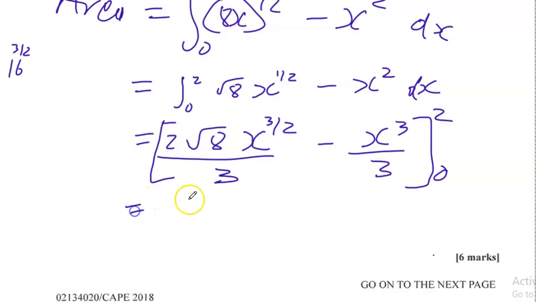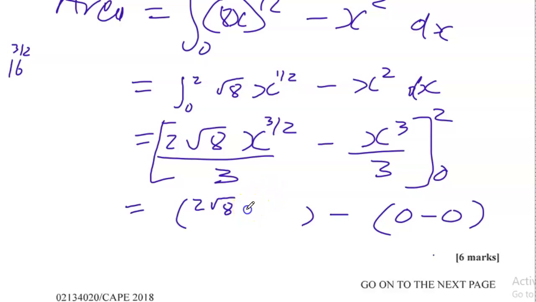Alright, so we're going to form two brackets. In one bracket we substitute 0. Now if I plug in 0 in the second bracket, everything will be 0 there. And if I plug in 2, so what we'll have is 2 times root 8 times 2 to the power of 3 over 2, upon 3, minus 2 cubed, which is 8, so minus 8 upon 3.